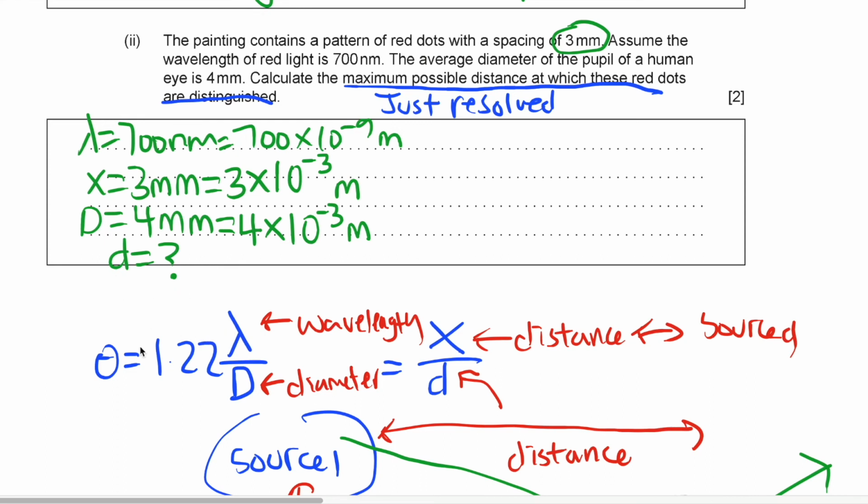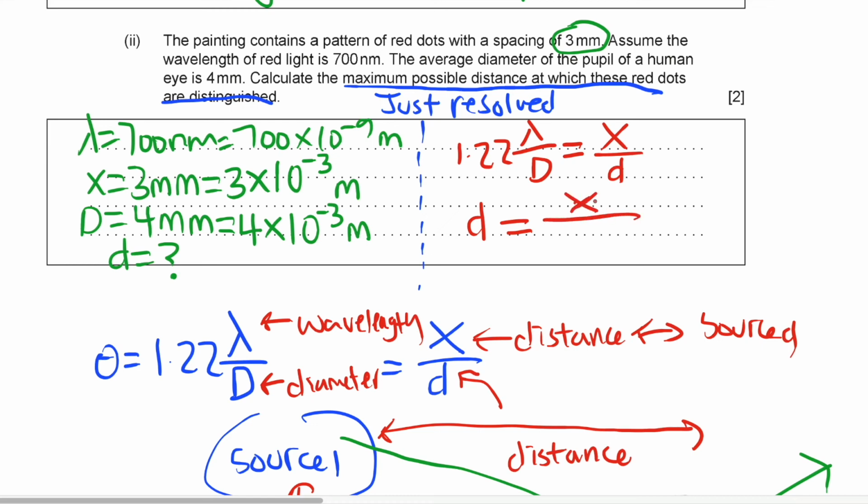So we can use the equation here. Let me change the color. 1.22 multiplied by lambda divided by D is equal to x divided by d. So d is going to be equal to x divided by 1.22 lambda divided by capital D, which is equal to x multiplied by capital D divided by 1.22 lambda.